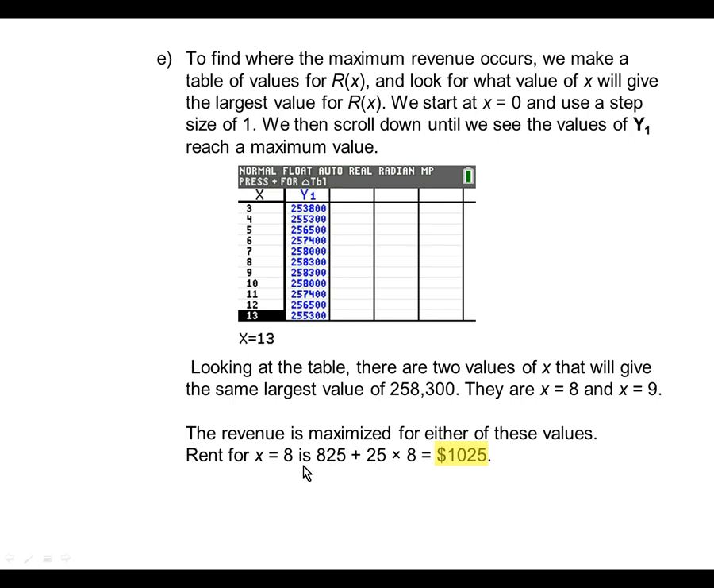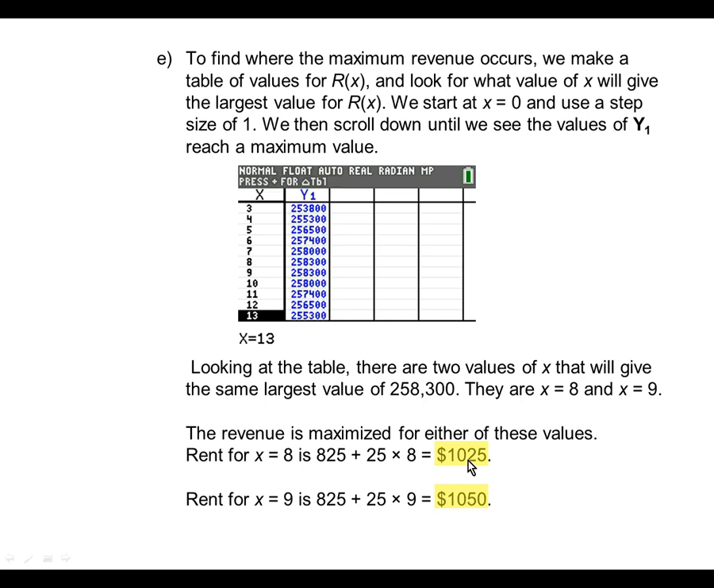So the rent for x equal 8 is 825 plus 25 times 8, which is 1,025. Remember, these values of x, those are the number of $25 increases. And for 9, it's going to be 825 plus 25 times 9. So either $1,025 per month or $1,050 per month. Those are the two monthly rents that will give you a maximum revenue. Because again, remember, 8 and 9 were the number of $25 increases. Remember, that's what x was measuring. How many $25 increases we had. And remember, the rent is the 825 plus 25 times the number of $25 increases.